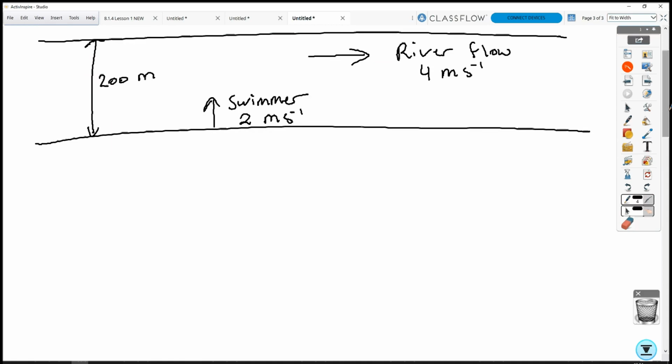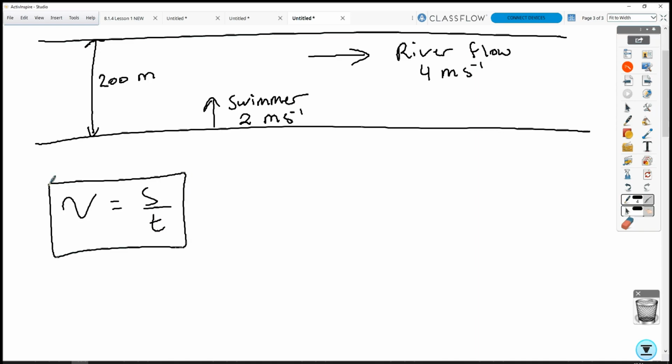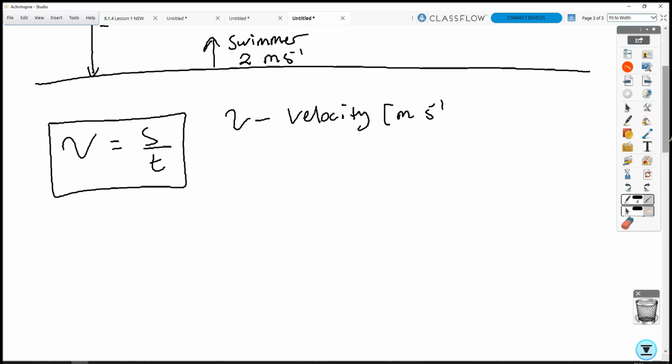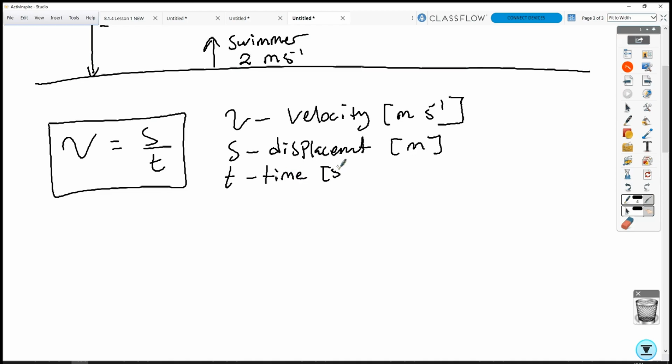Assuming no acceleration, velocity is equal to displacement over time. So v is velocity in meters per second. S is displacement in meters. T is time in seconds.